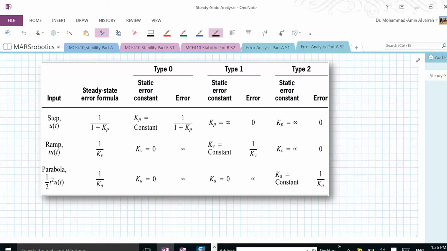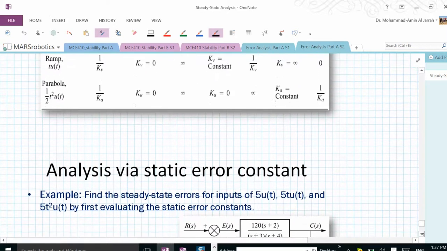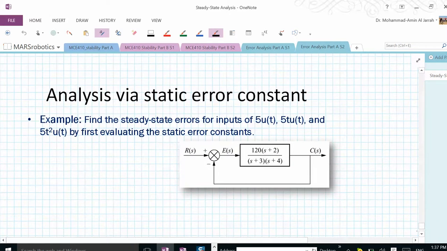Okay? So here, the last thing, for parabola. This is the error. And for type 0 system, what is Ka? 0. For type 1 system, what is Ka? 0. For type 2 system, Ka is constant and the error is 1 over Ka. For the rest, type 0 and type 1 system, the error is infinity for a ramp and for a parabola. Okay, so this is the first part of this section.